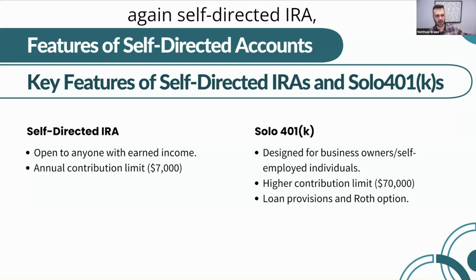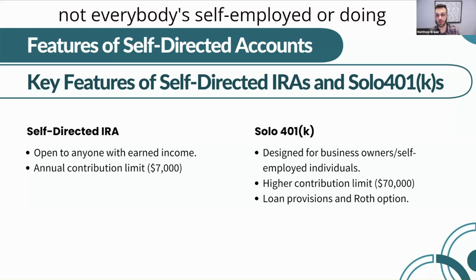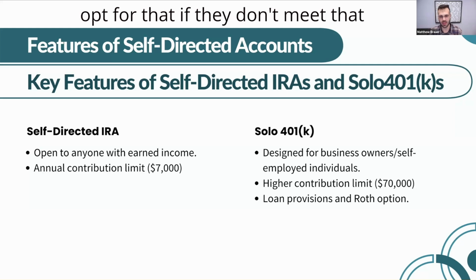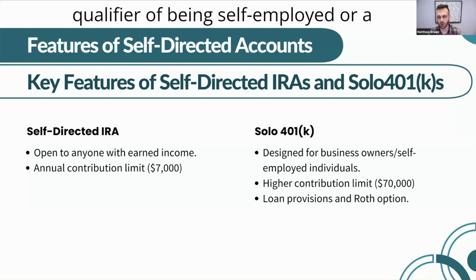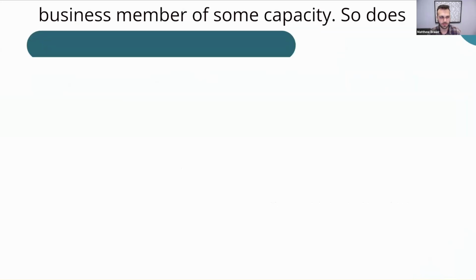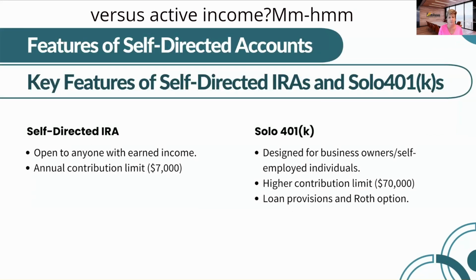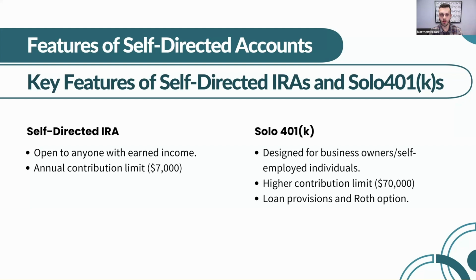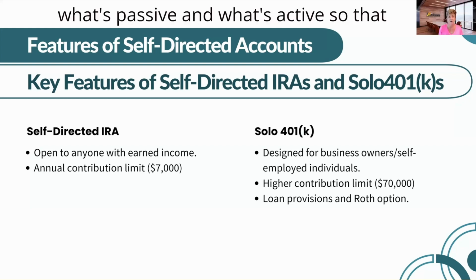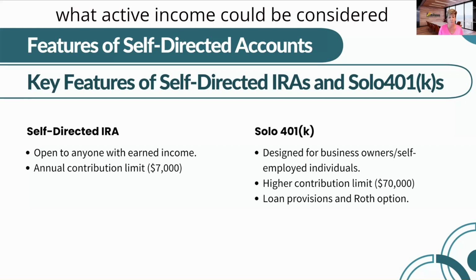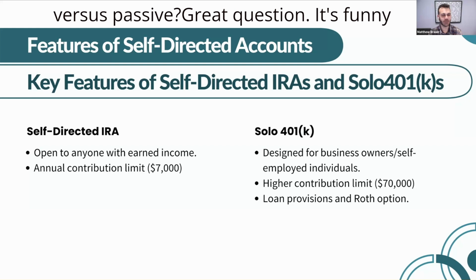And again, self-directed IRA, that's probably more well known because not everybody's self-employed or doing some kind of side gig, and so they can opt for that if they don't meet that qualifier of being self-employed or a business owner in some capacity. So does that, Matthew, come down to the passive versus active income? Can you give an example of what's passive and what's active, so that people know what active income could be considered versus passive?